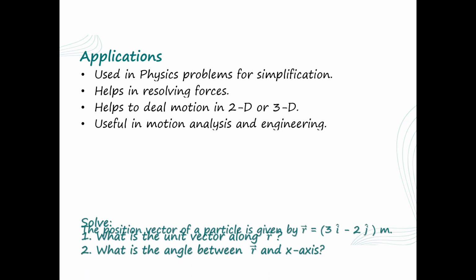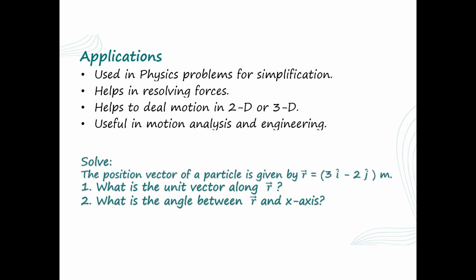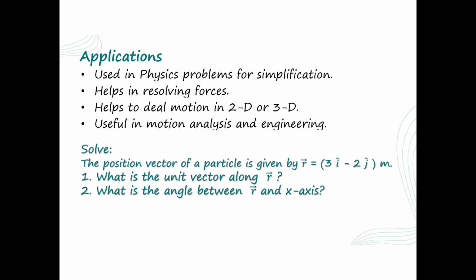Now, a simple problem to just recap what we have learned. Question is, the position vector of a particle is given by r vector equal to 3 i cap minus 2 j cap meter. What is the unit vector along r vector, and what is the angle between r vector and x axis? Now let us see the solution.